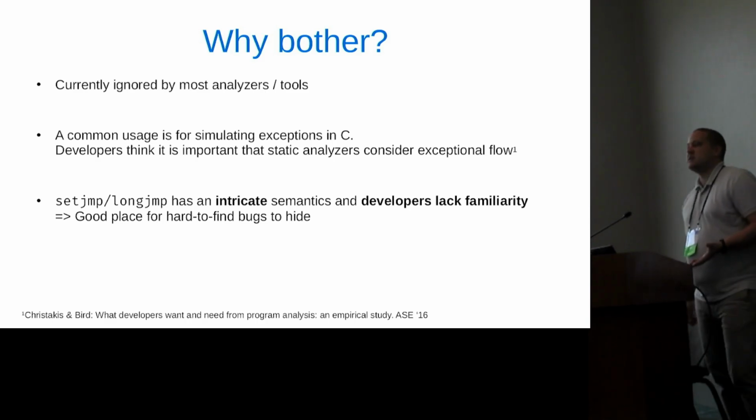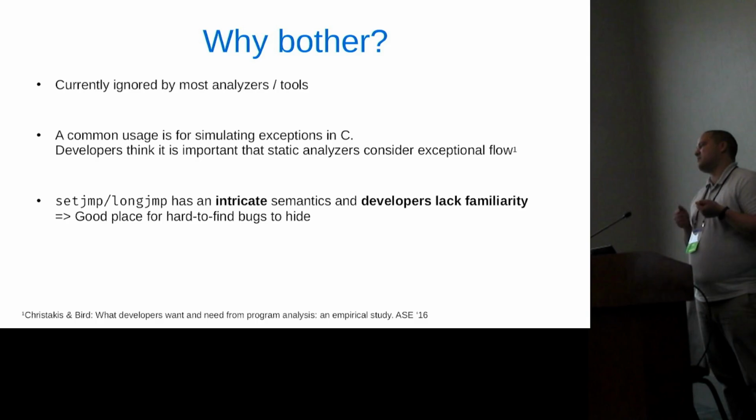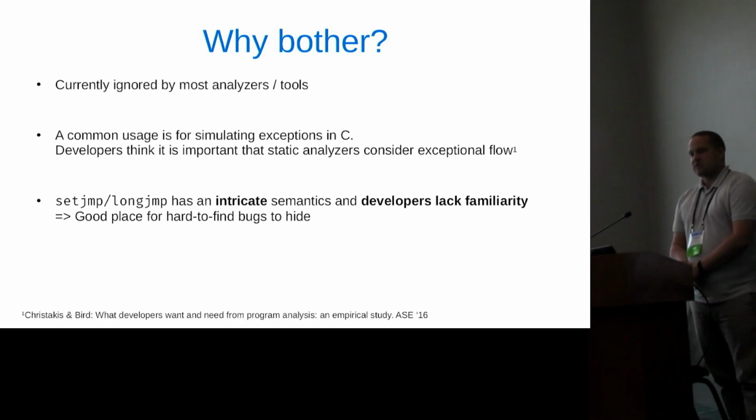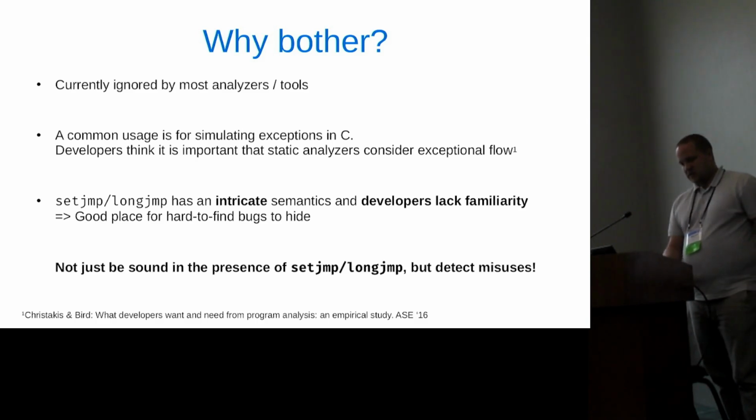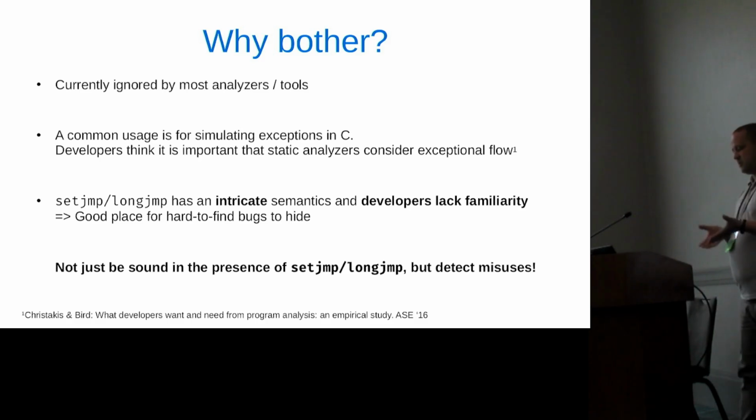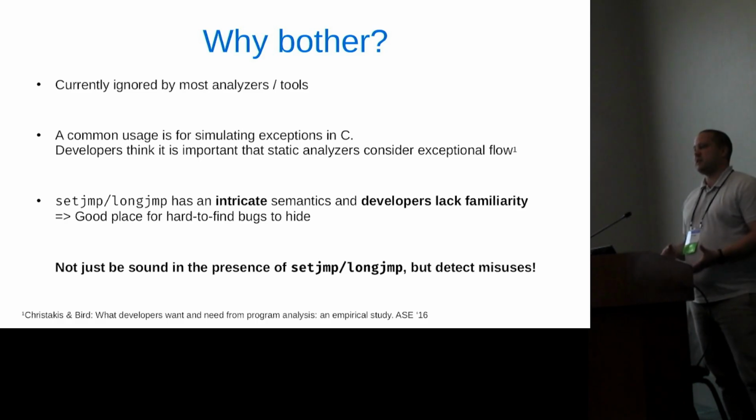And then, as you have seen, the setjmp, longjmp has an intricate semantics, and developers maybe use it, but they don't use it day to day. So they might not be familiar with all of these pitfalls and all of these traps. So actually, it is a very good place for hard-to-find bugs to hide. So we would argue that one should not just aim to be sound in the presence of these setjmp, longjmp features, but actually we should develop analyses that also are able to flag all of these misuses.